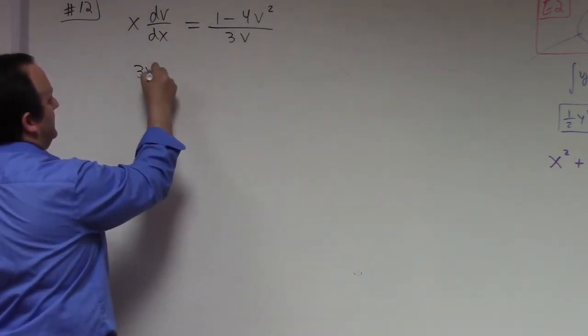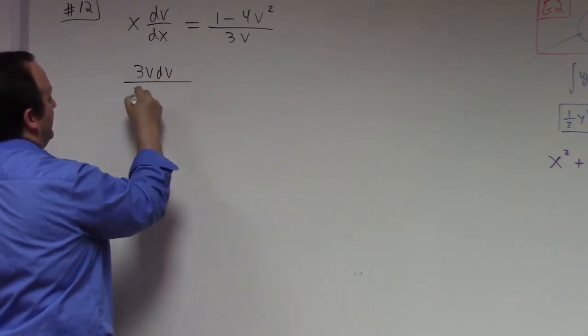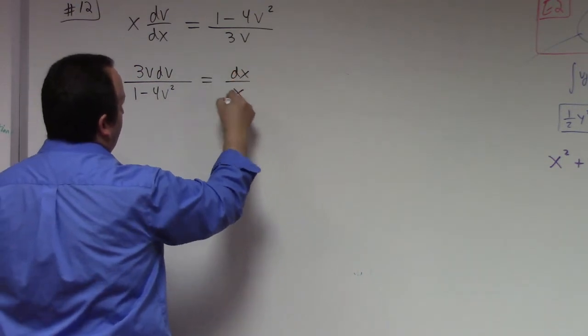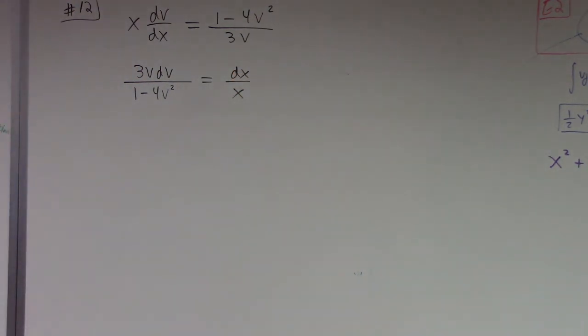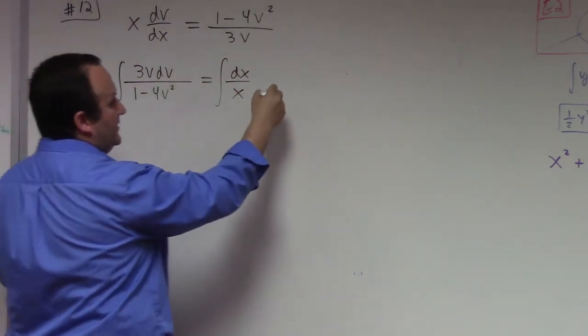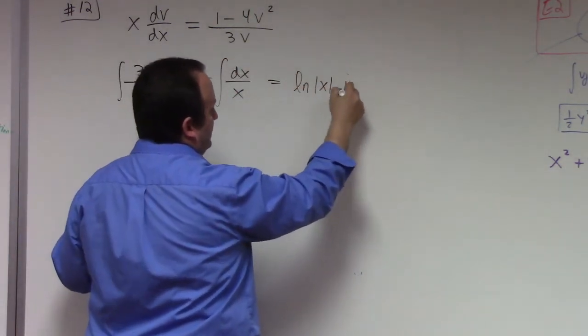This gives me 3v dv over 1 minus 4v squared equals dx over x. Okay, can we integrate now? I mean, we separated variables, right? So what's next? We need to try to integrate both sides. Here we get the natural log, the absolute value of x plus a constant, right?